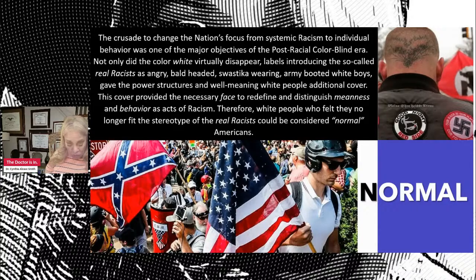Not only did the color white virtually disappear, labels introducing the so called real racist as angry, bald headed, swastika wearing, army booted white boys gave the power structures and well meaning white people additional cover. This cover provided the necessary face to redefine and redistinguish meanness and behavior as acts of racism. Therefore, white people who felt they no longer fit the stereotype of the real racist could be considered what? Normal Americans.